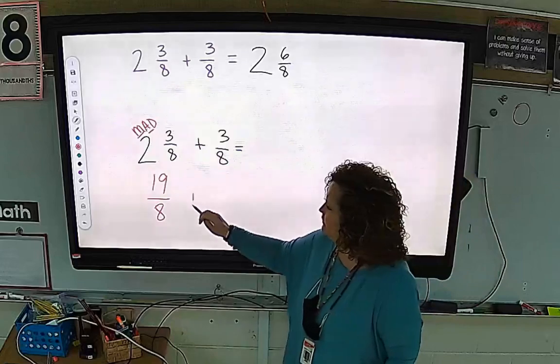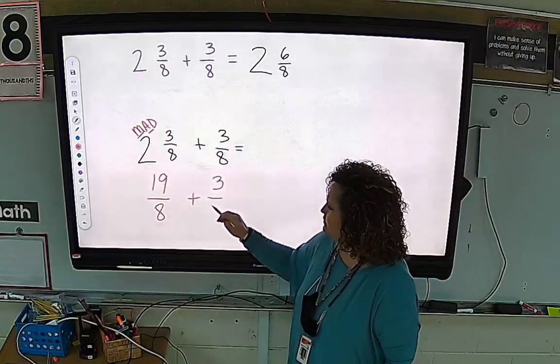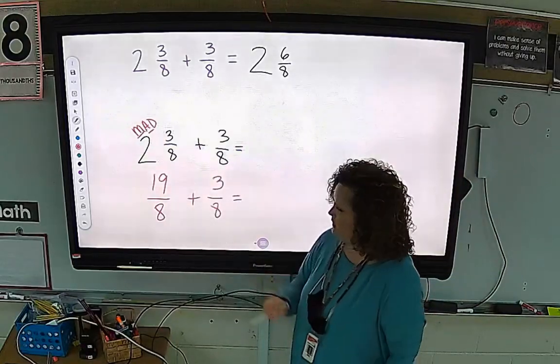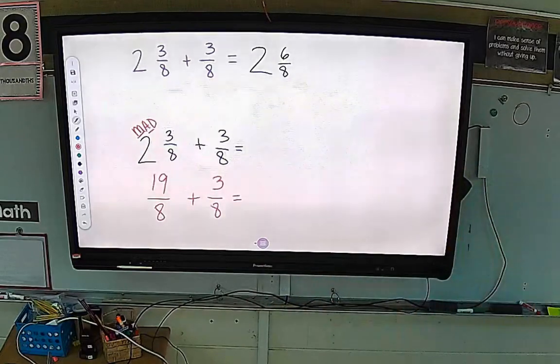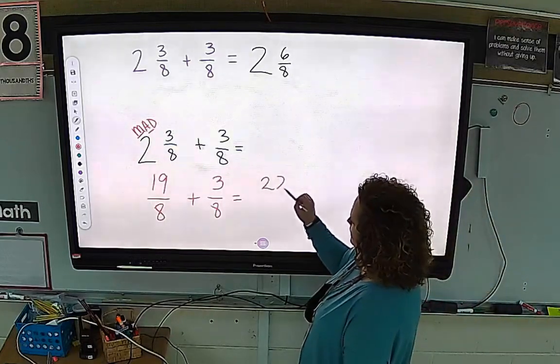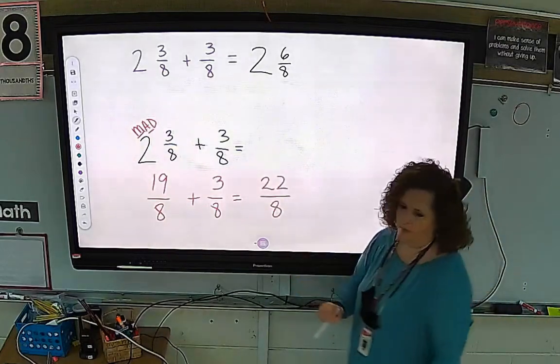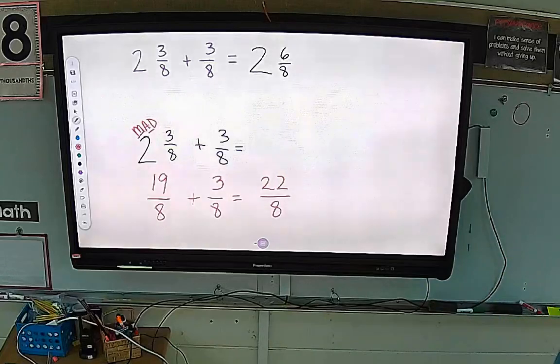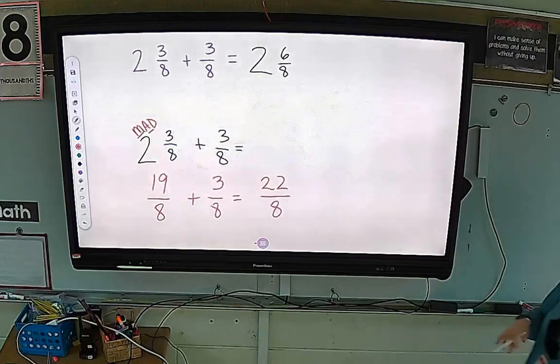All right, now we're going to add the 3/8. You see how that just became super simple? What is 19 plus 3 more? Yeah. 22/8. But are we going to leave it like that? I wish we could, but we can't. We're going to have to switch it back to a mixed number.